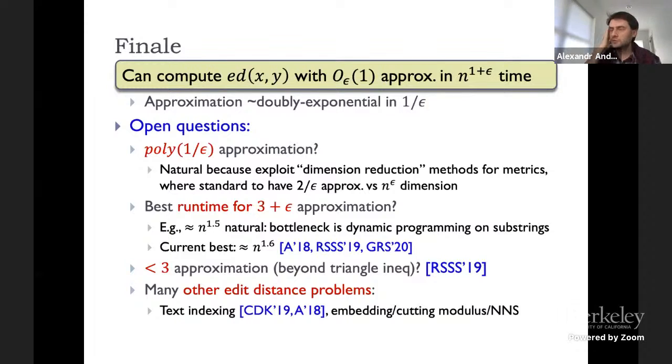I'm trying to parse. Can you repeat? In all previous algorithms, when we compute the edit distance among substrings, we have this independence. Once you compute the first substring of x versus all substrings of y, you can just forget the first substring of x. You don't need to remember it. So in your algorithm, do you also have this kind of independence?